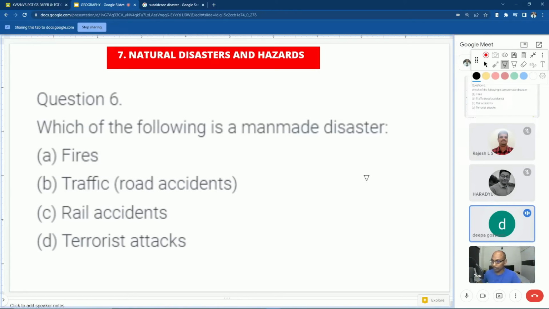Which of the following is a man-made disaster? Fires, traffic, road accidents, rail accidents, terrorist attacks. Which one? Terrorist attack. Fire, no? Fire. Okay. So are all related or not related? All are very closely related. Traffic, road accidents, but we don't call road accidents a disaster. We don't call rail accidents a disaster. We don't call terrorist attacks disasters. Okay, sir. So fire is a natural disaster, and even sometimes it can be man-made also.